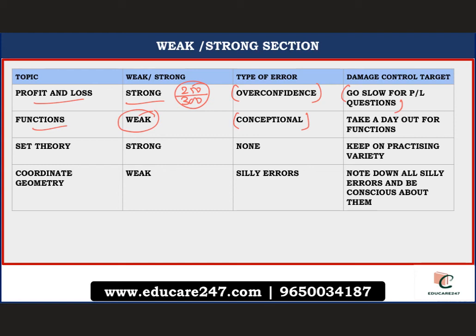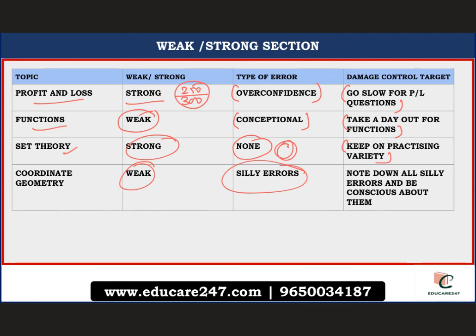Take all the resources and material that you have, solve completely, revisit all the basic concepts, speak to your mentors, your doubt solvers, right? Speak to your friends, and then completely cover this chapter, then start solving it again. All right, suppose set theory is strong and I do not have any identified error as yet, just write none over there. But I would still suggest over here in damage control target, keep on practicing variety questions, because I will encounter some other variety that I might not be comfortable in, which I can feed over here later.